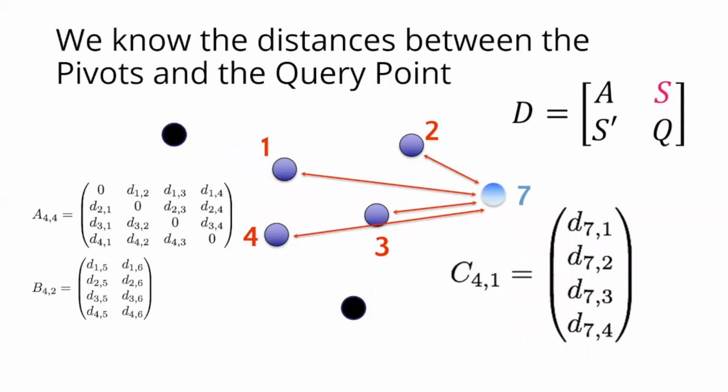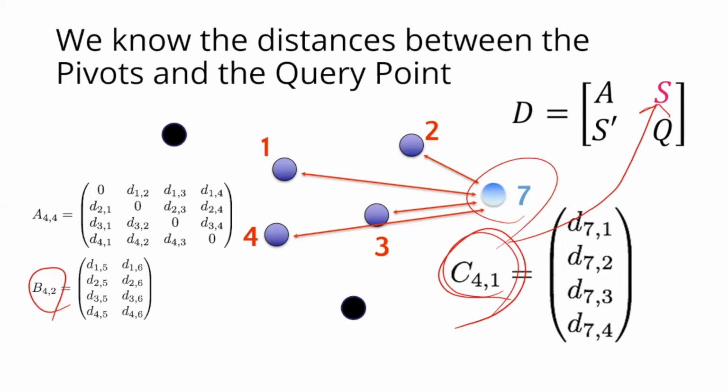Finally, we have a query point, which we're going to call C, and we compute the distance from the query point 7 to all the pivot points. That produces D17, D27, D37, D47. Sorry about the difference in convention, but that doesn't matter because it's a symmetric matrix. So B and C together constitute the matrix S over here.